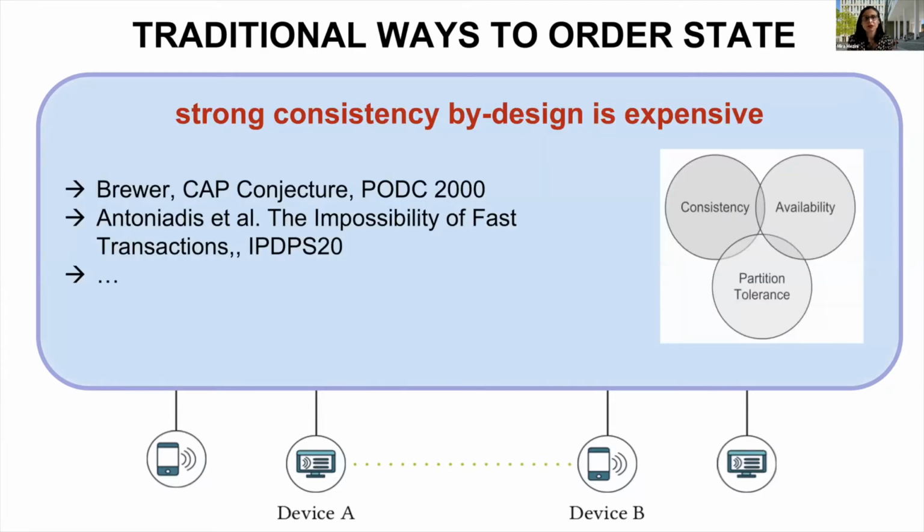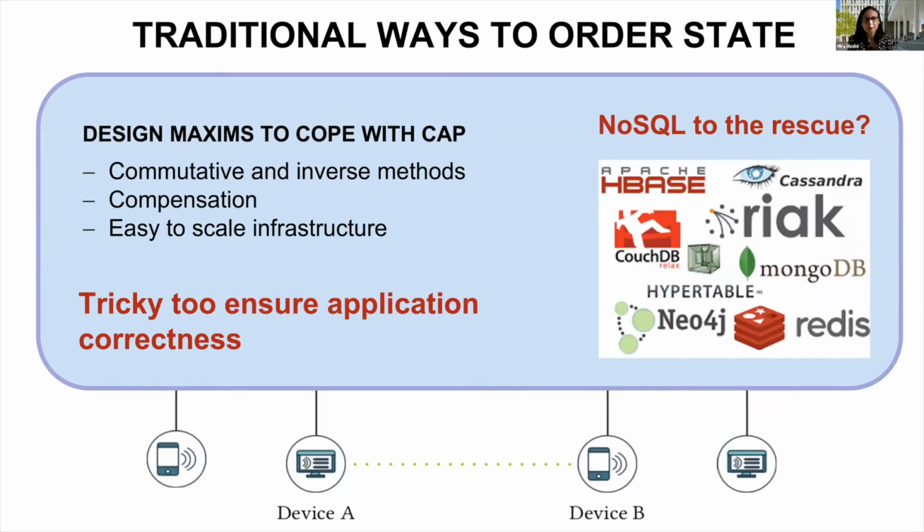But then these were challenged because strong consistency might be expensive. All of us know about the CAP theorem. And then things happened like the NoSQL era, where people gave up on consistency and replaced it with maxims for coping with the CAP problem, like commutative and inverse methods, compensations, which made it easy to scale the infrastructure, but tricky to ensure application correctness. That was okay as long as the same highly skilled engineering teams at Google or Amazon implemented the infrastructure and the applications at the same time. But now, given our decentralized setting, we want to democratize the development of the applications or computations running on the edge too. So we cannot really afford this use of application correctness.